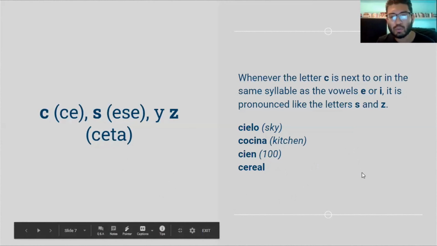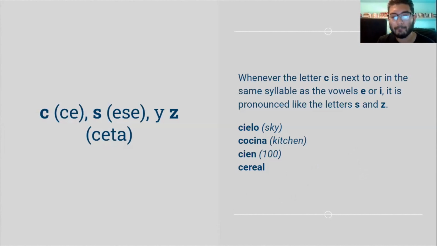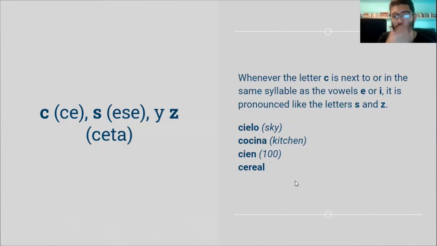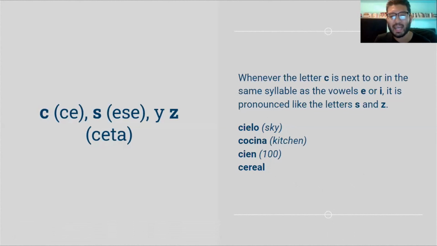Whenever the letter C is next to or in the same syllable as the vowels E or I, it is pronounced like the letters S and Z. For example, cielo, cien, cereal, cocina. Cocina is kitchen, and is an example of a word that has the letter C twice and that it produces the two different sounds that the letter C has, no? Cocina, the initial syllable co has the letter C producing the K sound. The second syllable ci has the letter C produce the S sound, no?